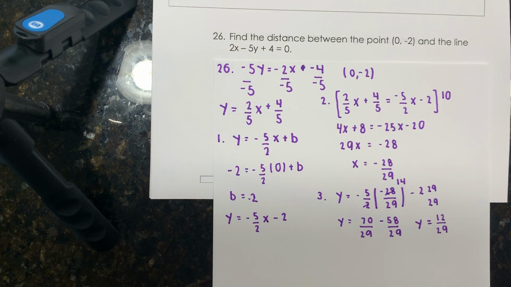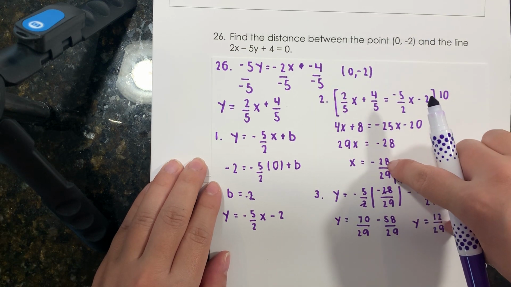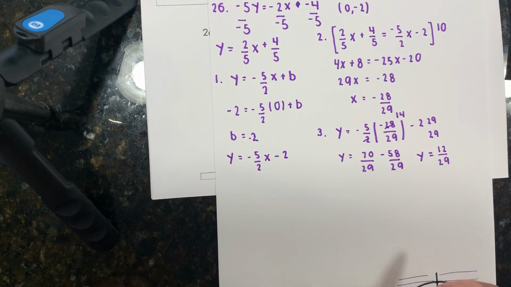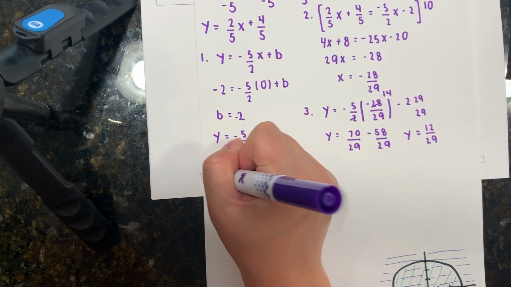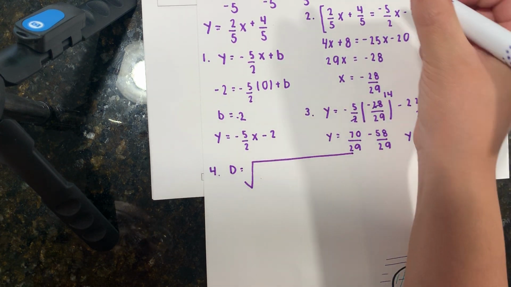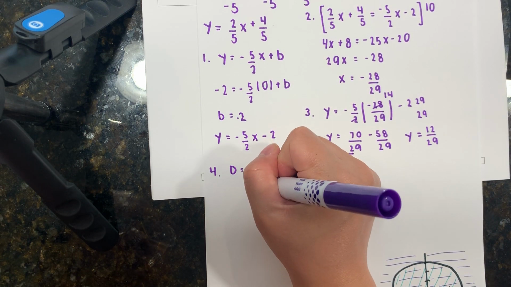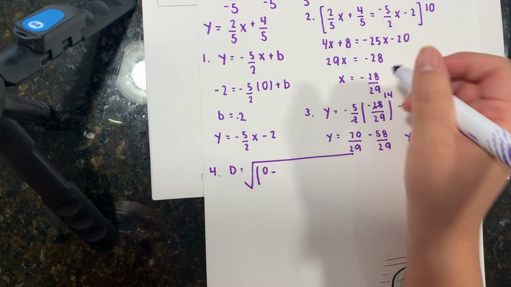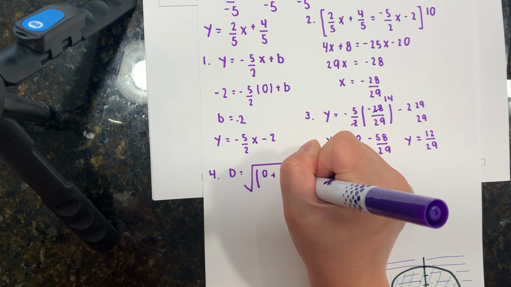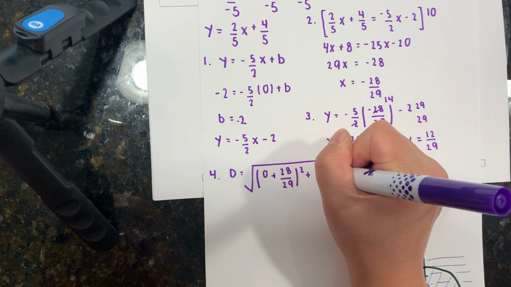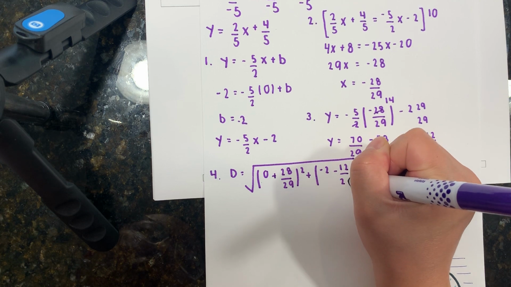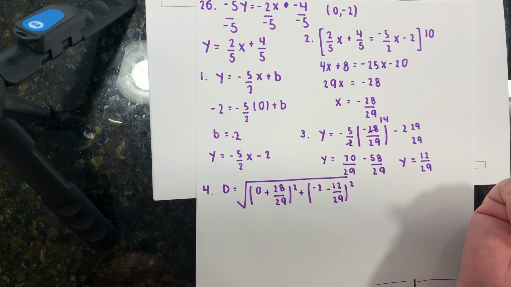And we're not even done yet because we have to find the distance between our original point and this point right here. So I'm going to go to step 4 for the distance formula. It's going to take up a lot of space. So it's going to be x1, 0, minus negative 28 over 29, so I'm just going to do plus 28 over 29, squared, plus negative 2 minus 12 over 29, squared.